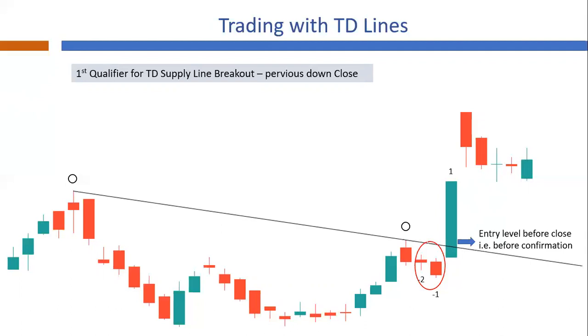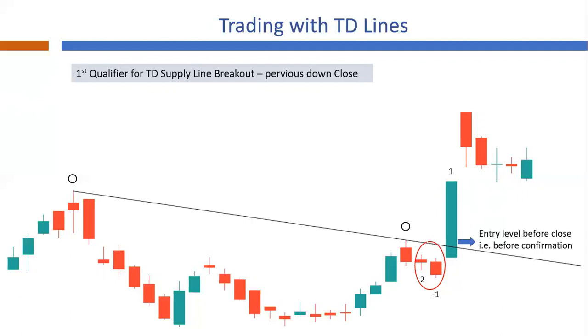Again, I have given numbers to candles for easy identification. Candle 1 is the breakout candle. What we need to do now is compare the close of candle number -1 with the close of candle number -2. In case the close of candle number -1 is lower than the close of candle number -2, the entry will be qualified before confirmation. You can see that the close of candle number -1 is lower than the close of candle number -2.